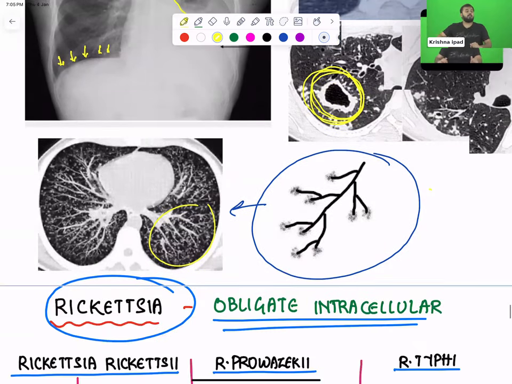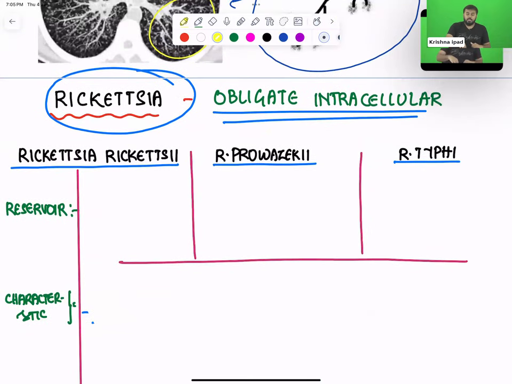That is rickettsia. Coming to rickettsia, rickettsia is an obligate intracellular parasite. Okay. Obligate intracellular parasite. Now, if you remove this out of the cell, this will die. It needs cell. Without the cell, it can't survive.